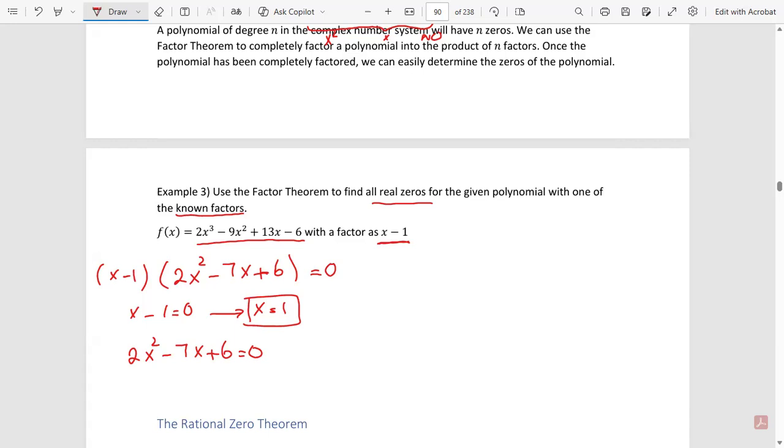But let's try the AC method, see if we can use it. So A times C, so in this equation, A is 2, B is -7, and C is 6. A times C is 12, B is -7, and I'm looking for two numbers that multiply together to 12, and add to -7. And those numbers are -3 and -4.